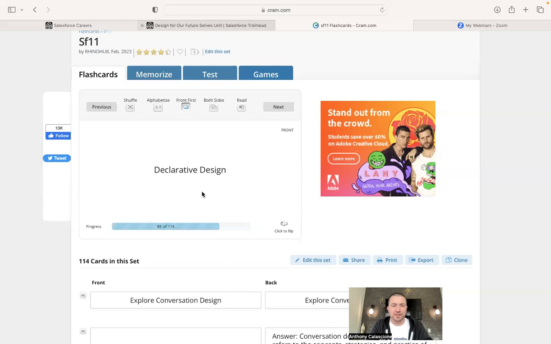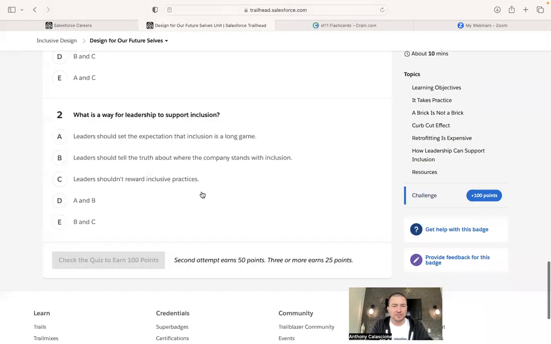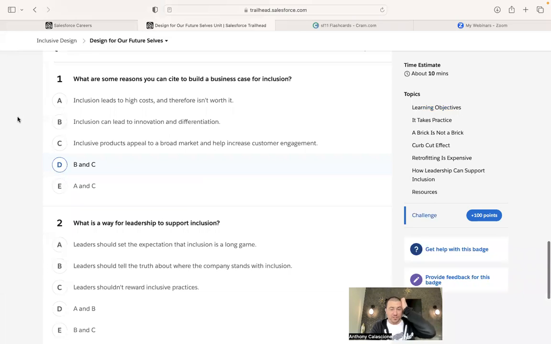All right, let's do better than that last test. Okay, what are some reasons you can cite to build a business case for inclusion? Inclusion leads to high cost and therefore isn't worth it. Definitely not. Inclusion can lead to innovation and differentiation. Yes. Inclusive products appeal to a broad market and help increase customer engagement. Yes, B and C. So D, B and C.